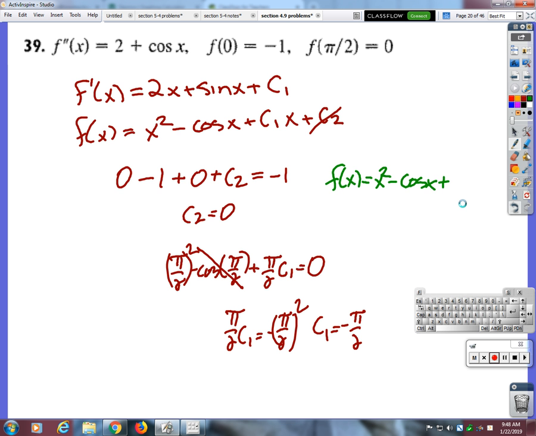You can do it. Come on. It's just the undoing. Don't be scared. Minus pi over 2x. Okay.